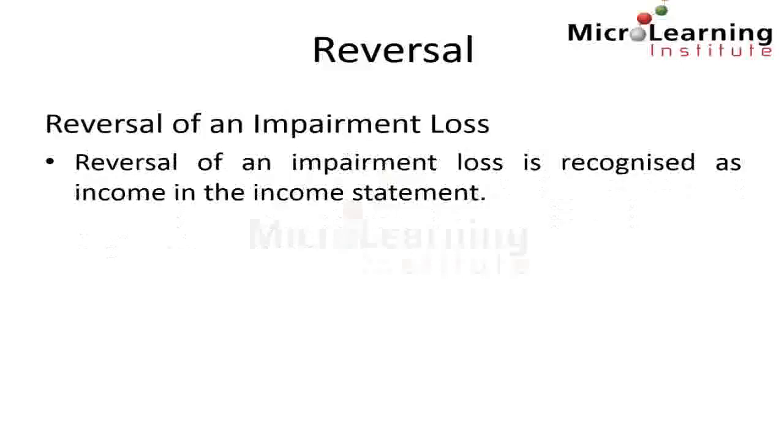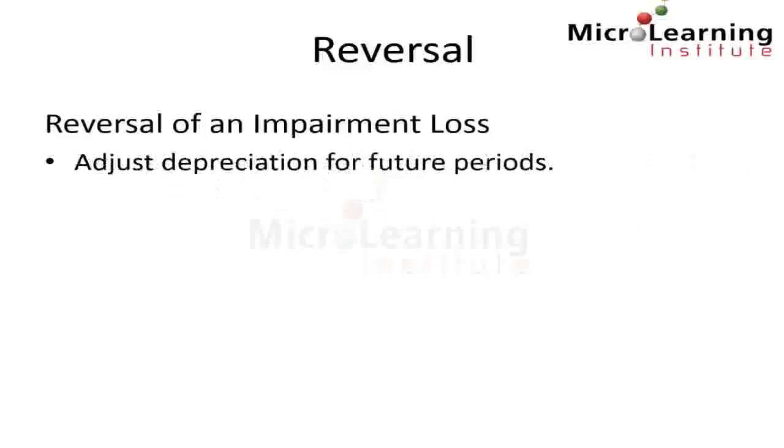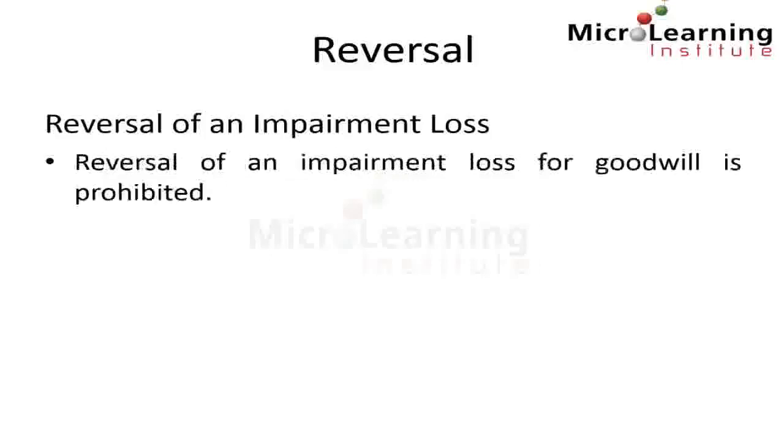The reversal of an impairment loss is recognised as income in the income statement. And following the reversal of an impairment loss, we adjust depreciation for future periods. Note that the reversal of an impairment loss for goodwill is prohibited.